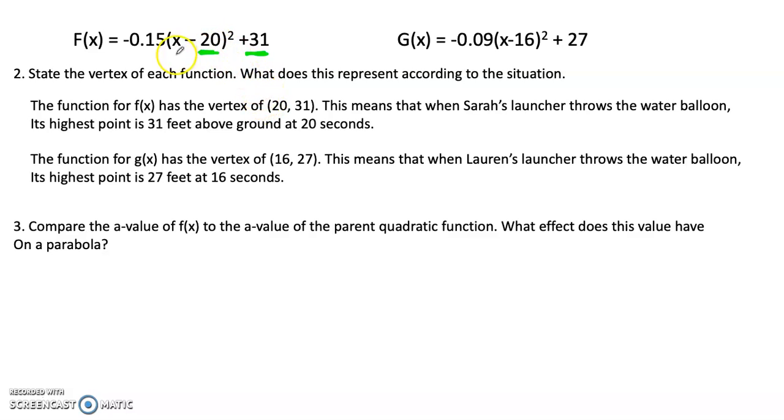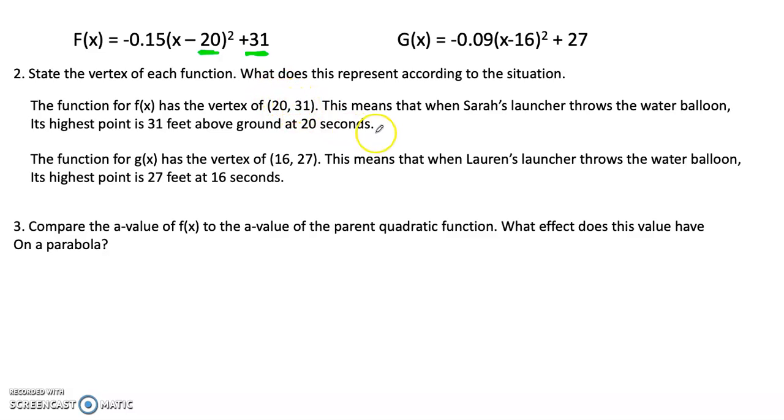And in general, guys, whatever you see inside the parentheses here, that sign that you see with the 20, it's always going to be opposite when you pull out the vertex. So if you see this minus 20 in here, your h is a positive 20. If this was a plus, your h would be a negative. So my vertex is a positive 20 and then 31. This is the highest point in my graph.